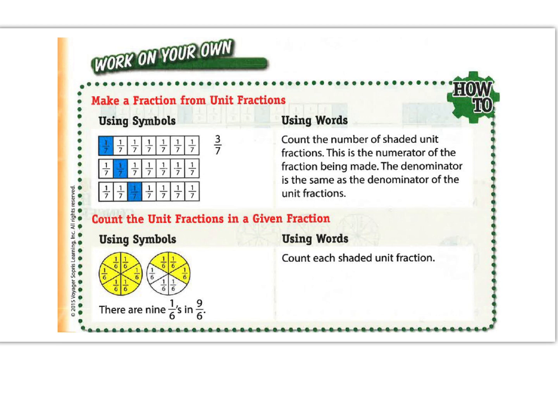Okay, so on here it says make a fraction from unit fractions using symbols. 1/7, 1/7, 1/7 is 3/7. It says count the number of shaded unit fractions. This is the numerator of the fraction being made. The denominator is the same as the denominator of the unit fractions. Then it says count the unit fractions in a given fraction using symbols. So there are nine 1/6 in 9/6. Here we have 1, 2, 3, 4, 5, 6, 7, 8, 9. There are nine 1/6 that are shaded in. So you count each shaded unit fraction.